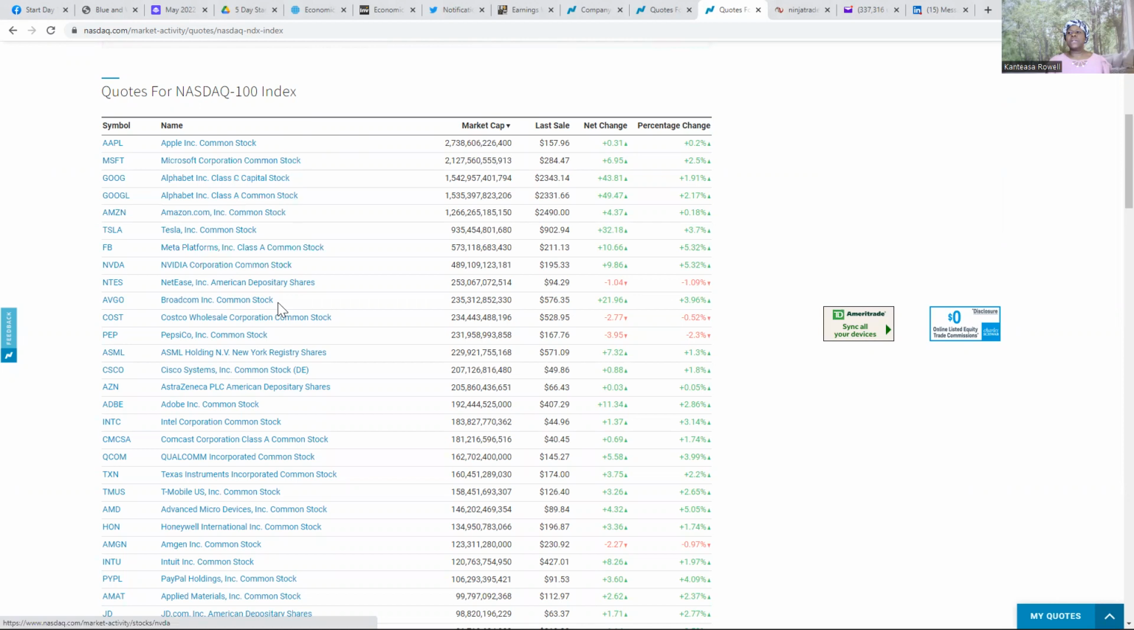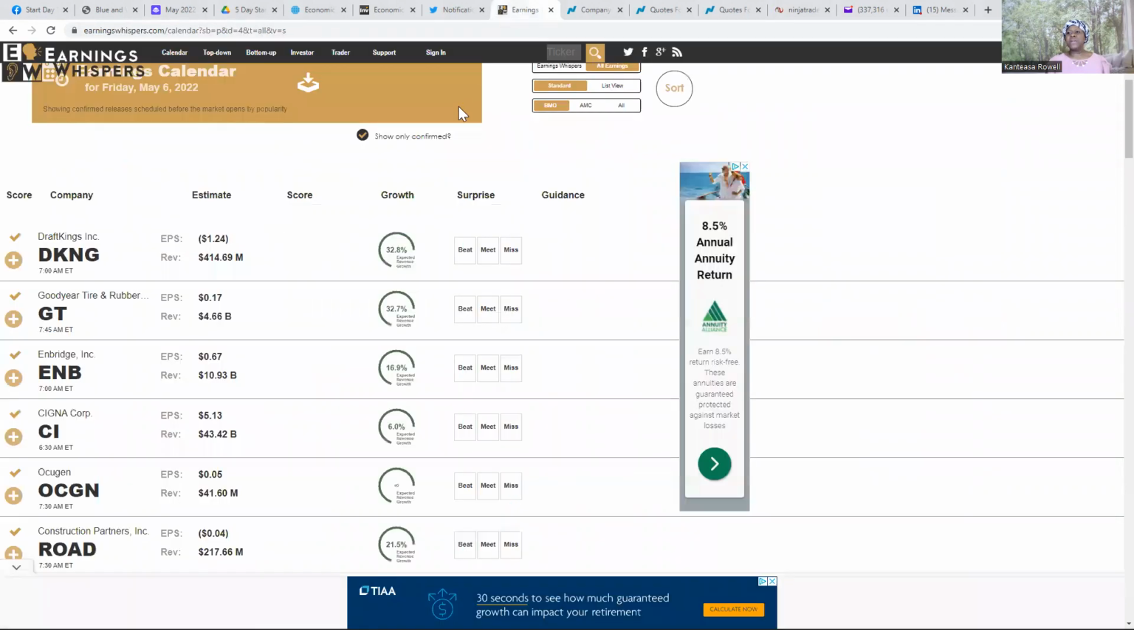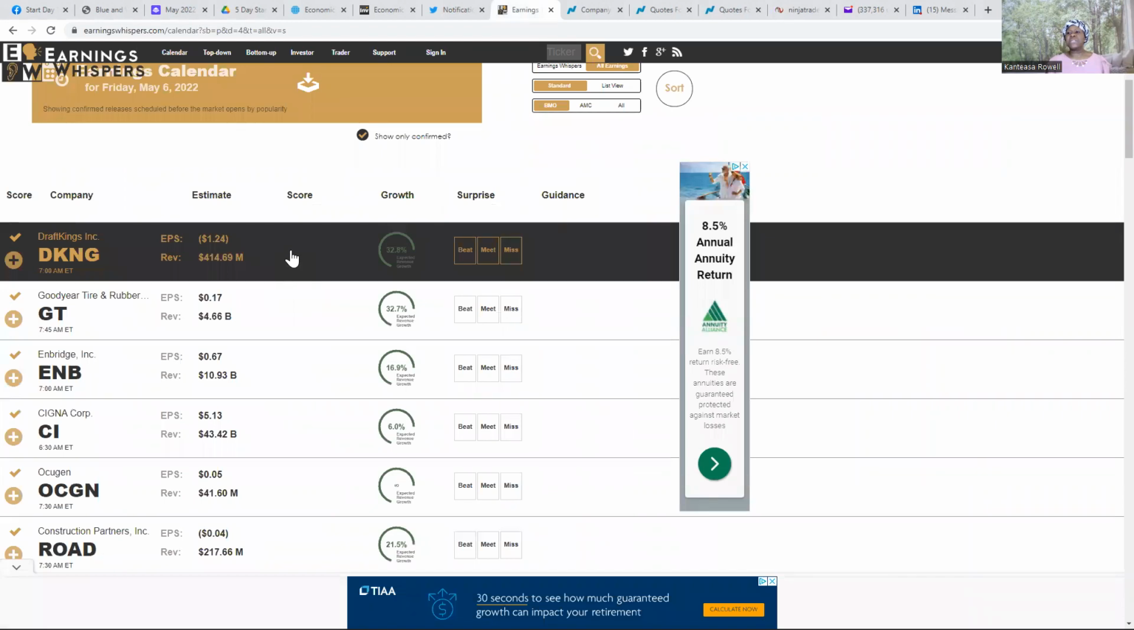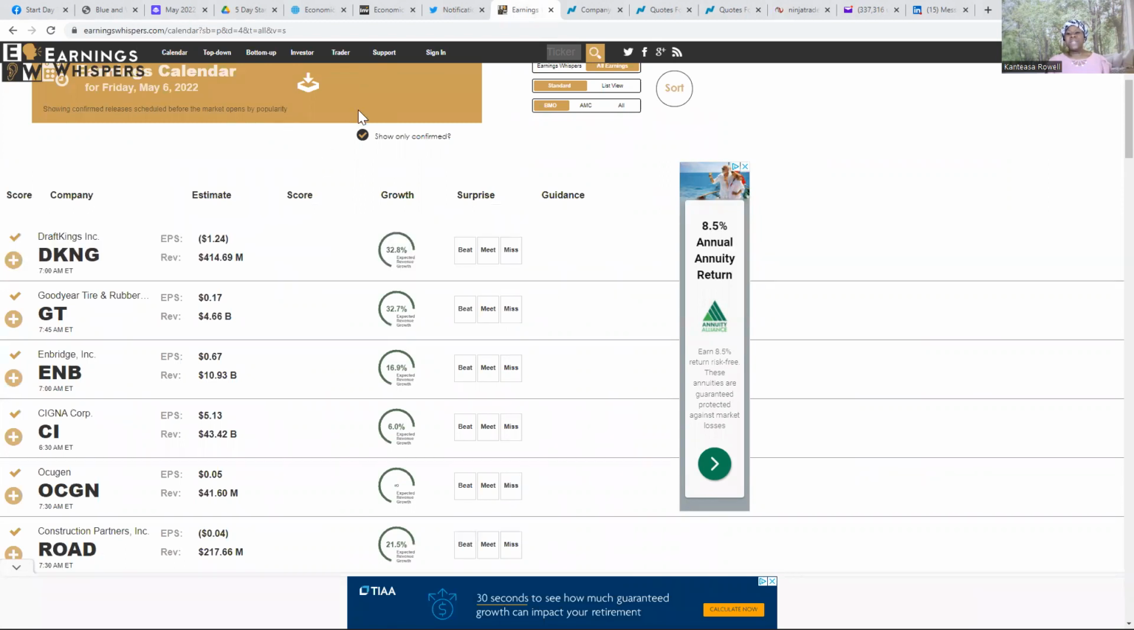But knowing your heavy hitters, and then knowing when they're going to release their earnings on Earnings Whispers, helps you to plan your trading session most efficiently, giving a higher probability of things going in your favor when you are trading your strategy around those announcements.